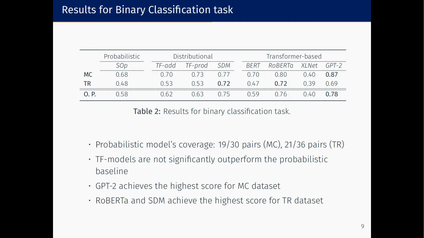Looking for the best performances, GPT-2 achieves the best score for the Macquarie dataset, 0.87. However, a statistical test demonstrates that the improvements over Roberta and SDM are not statistically significant. For the Tralaxer dataset, both Roberta and SDM achieve the same score, even if GPT-2 performs similarly.